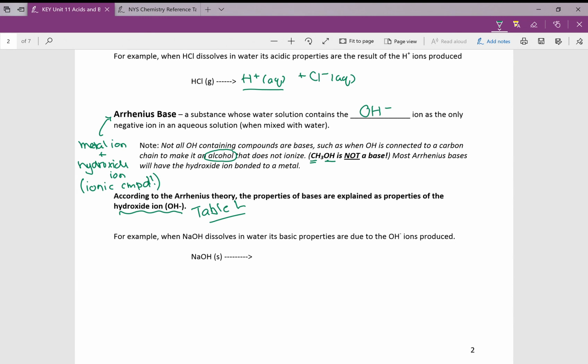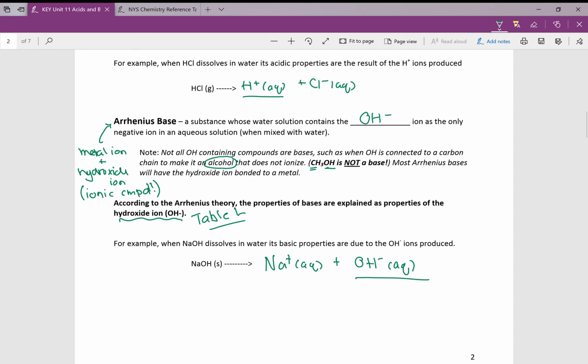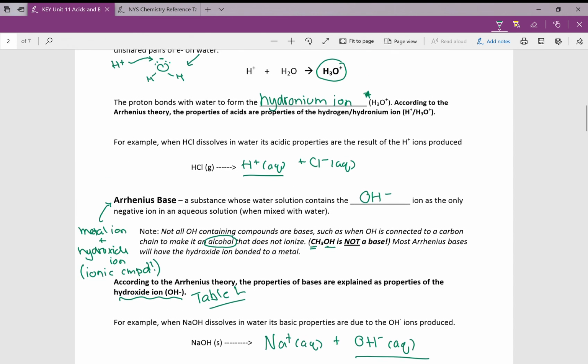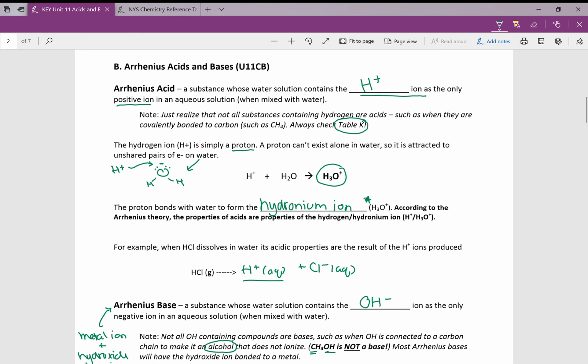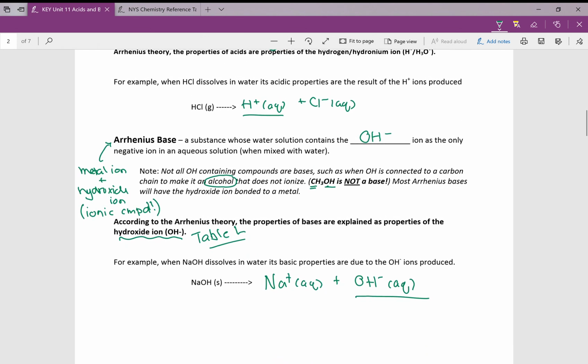So going back to our Arrhenius bases, when sodium hydroxide dissolves in water, its basic properties are due to the hydroxide ions produced. You're going to have the sodium ion dissociate from the hydroxide ion so that you have your sodium ion plus that hydroxide ion. And that's what gives it its basic properties. Right now you're just going to be practicing categorizing or classifying Arrhenius acids and bases. And then we'll go from there after we go into the pH scale. We'll come back to Arrhenius acids and bases when we get to neutralization and why that hydrogen ion and hydroxide ion are going to be really important.